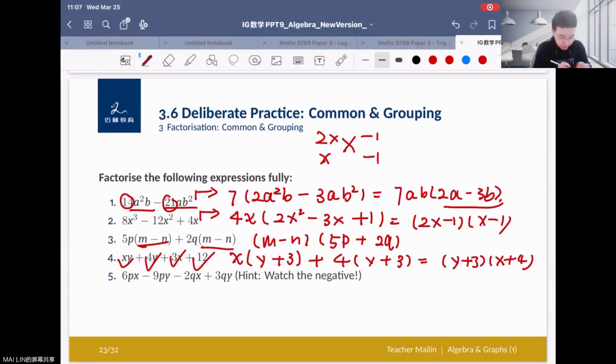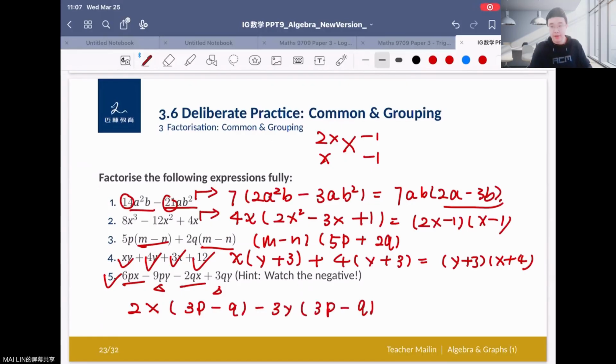For the fifth equation, you can also use grouping. Here we have 6px and minus 2qx, so first we can extract 2x outside, leaving 3p minus q. For the other two terms, you can extract the 3y, which is a common factor, and it becomes 3p minus q. You can find that the common factor is 3p minus q. So you can write that as 2x minus 3y times 3p minus q. That is the common factor and grouping right here.